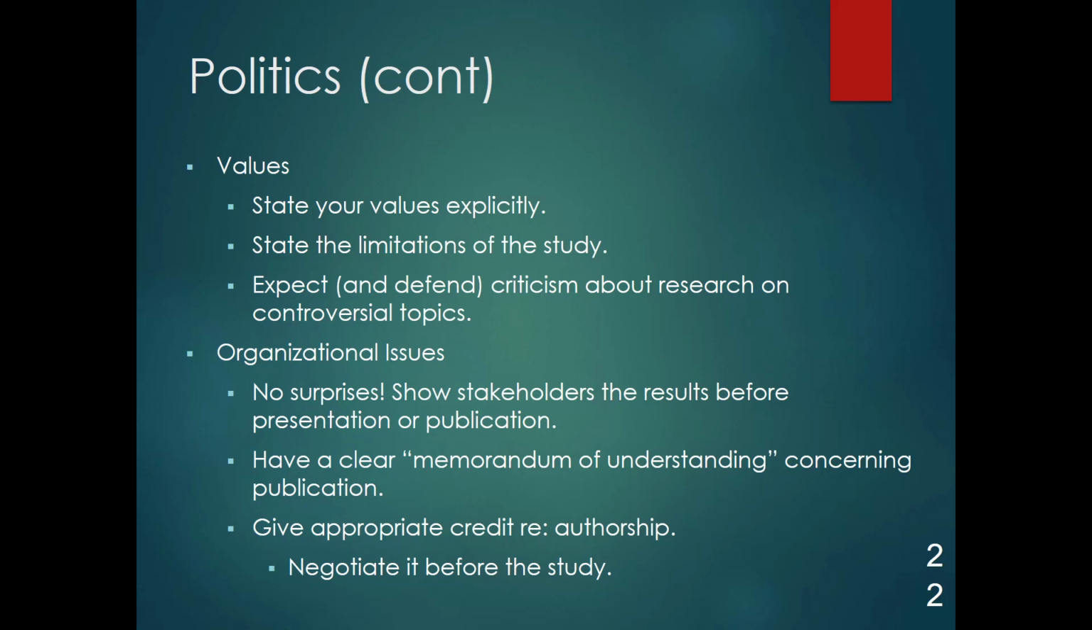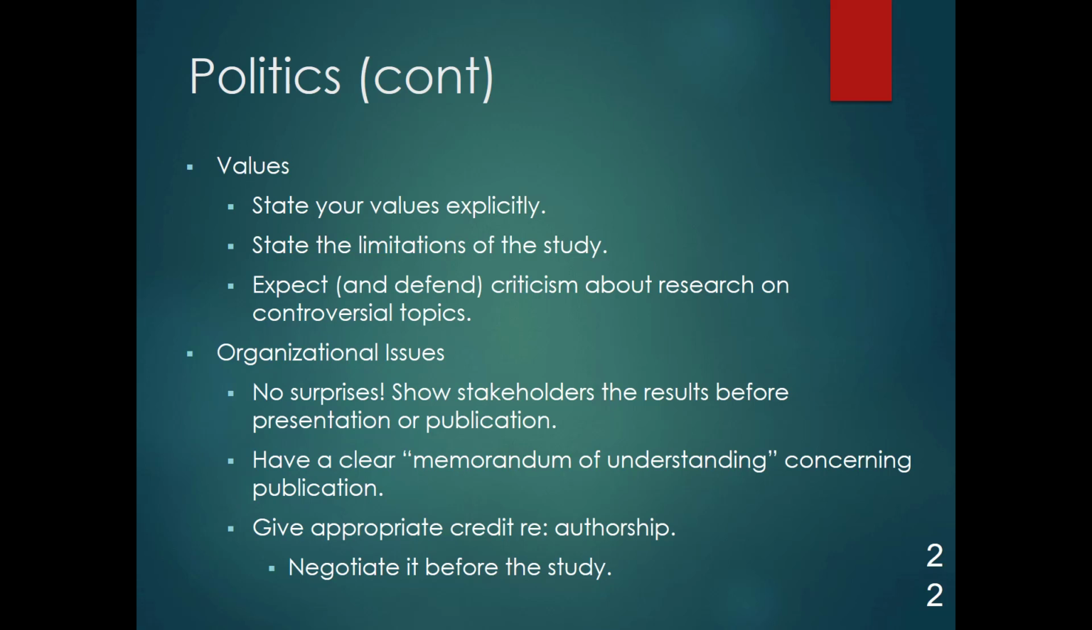Make sure you have a clear memorandum or understanding concerning the publication, and give appropriate credit. So appropriate credit has to do with authorship, and these things need to be talked about before you actually start the study. So when it comes to publications, authorship is important. So if you're planning on publishing your work and you're working with other people, you need to talk about this beforehand. So everybody needs to be in agreement about who's going to do what. Everybody needs to be in agreement in terms of how authorship is going to work.